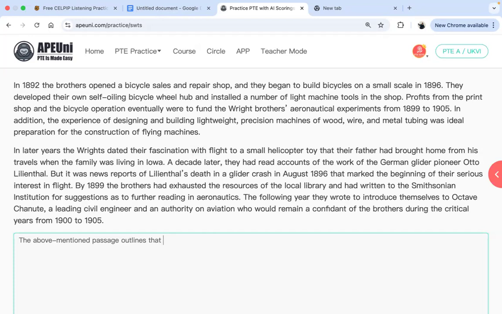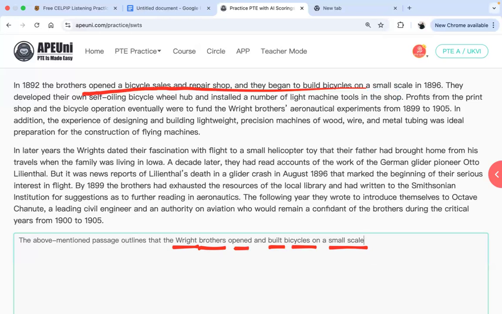the Wright brothers, if you see the paragraph is about Wright brothers, I can say the Wright brothers opened and built bicycles on a small scale. Okay, that's my first sentence. You see, Wright brothers is also in the paragraph. Brothers is also in the paragraph. Opened is also in the paragraph. Built is also in the paragraph. Bicycles, small scale is also in the paragraph, but not in the same sequence. Okay, so I've written it.